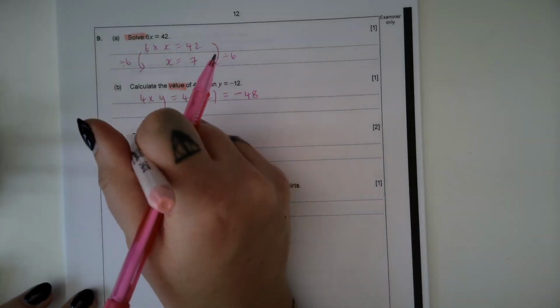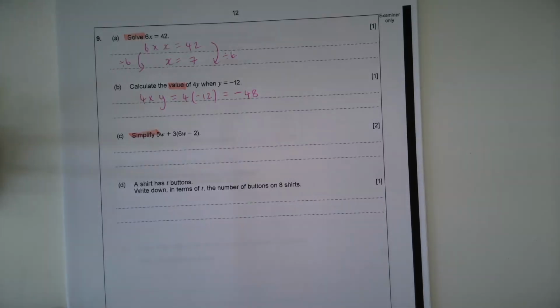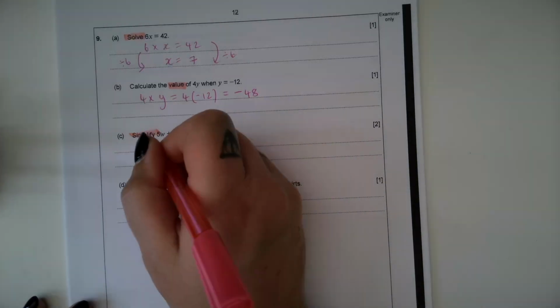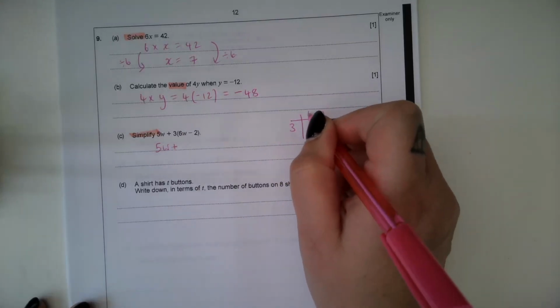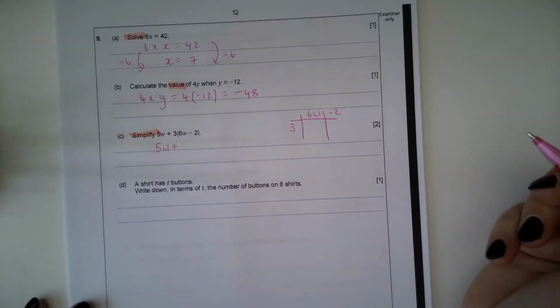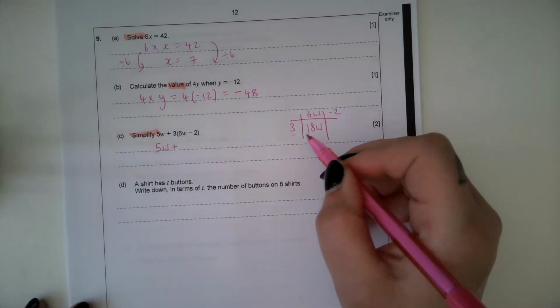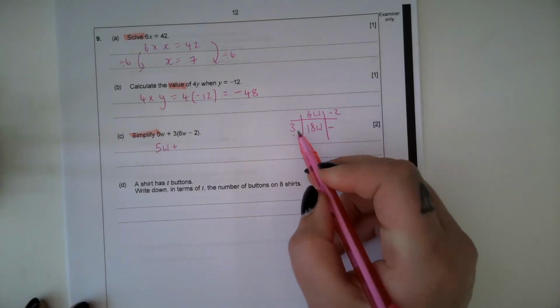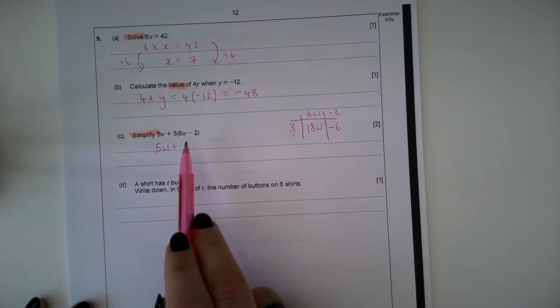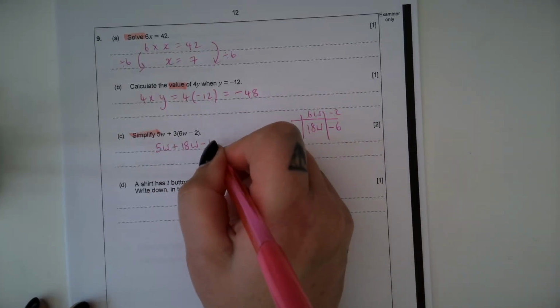Part C, simplify 5w add 3, and then in brackets 6w subtract 2. So the first thing I need to do is expand that bracket. So 5w plus, so I'm expanding the bracket, 3 multiplied by 6w subtract 2. So 3 multiplied by 6w is 18w. 3 multiplied by -2. A positive multiplied by a negative is negative. 3 multiplied by 2 is 6. So this bracket can be written as 18w subtract 6.